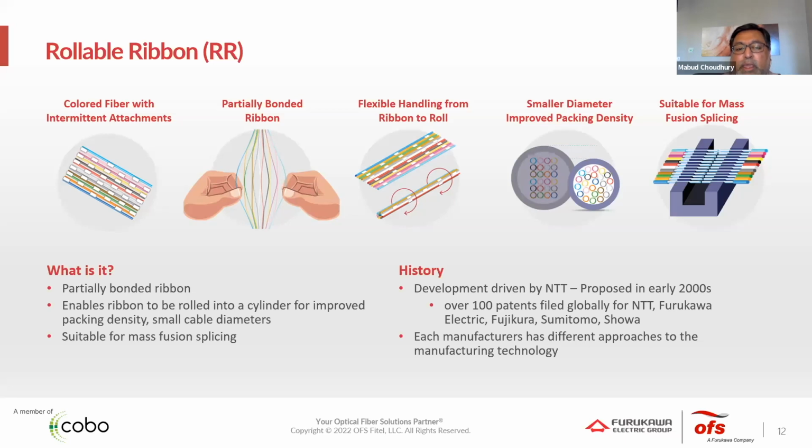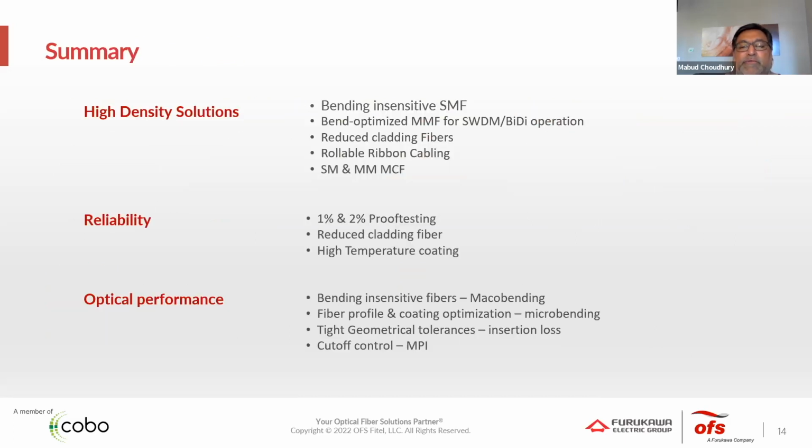It's a lighter cable. It's been set up for mass fusion splicing. Even though each manufacturer has a different approach, for the 250 micron fiber, a lot of those issues have been resolved, even in terms of interoperability. And the next step is to go to 200 micron reduced cladding rollable ribbon fiber. So in terms of summary, again, I covered the low latency hollow core fiber and the high density rollable ribbon cable technologies. And with that, I'll go back to Yi to finish up the summary.